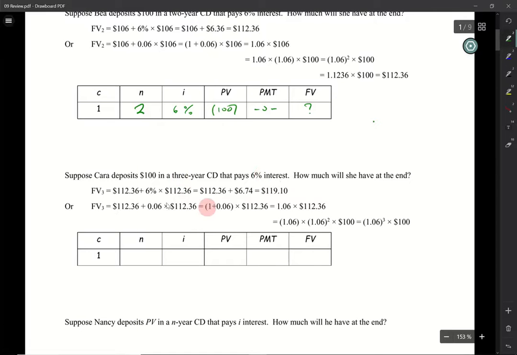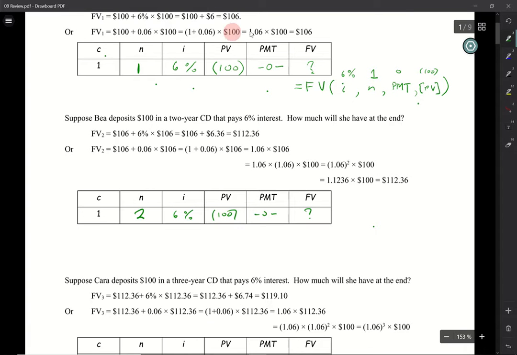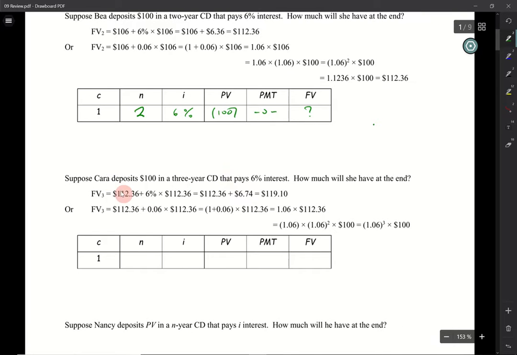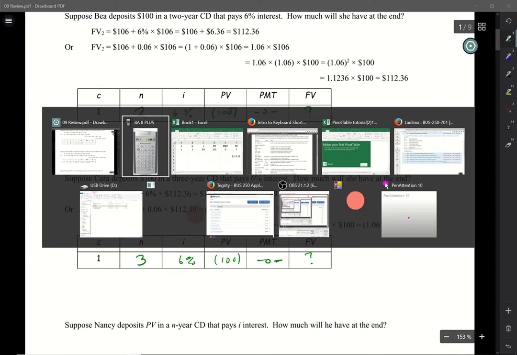And then, similarly, Cara has a 3-year CD. Everything else is the same. So now the starting point is the end of the second year, right? Because for the first year, you would do this for Cara. For the second year, you would do this, same as B, except now Cara is 3 years, and so the starting point is the end of the second year. So you run that forward, and if you do the same factoring out, you observe the same thing, right? So now there are 3 annual periods, 6% interest, same present value, no annuity, and we would like to compute the future value.